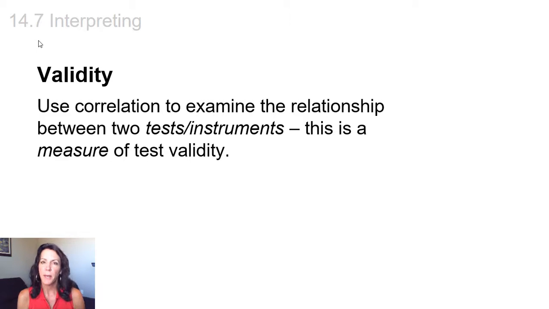Sometimes you're developing a new instrument and you want it to measure something that is the same as some other measure. So you're looking for that correlation to be there. So we use correlation sometimes to see if two different measures are measuring the same thing.